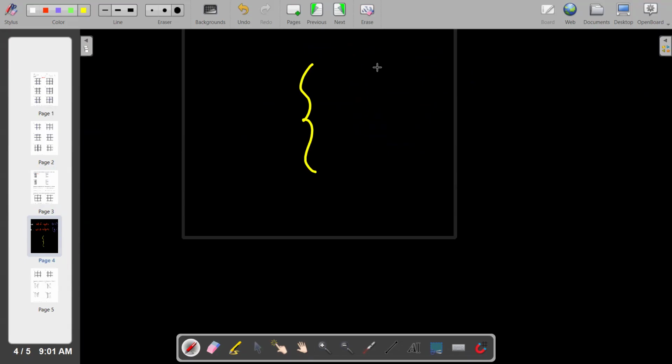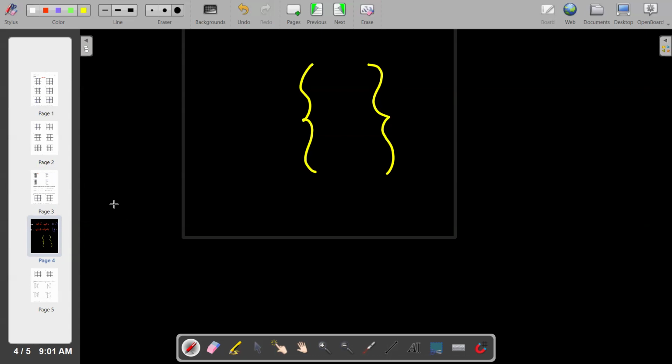So you're going to have a curly bracket this way and a curly bracket this way. This is not optional. Okay, that is how you denote a discrete set of numbers.